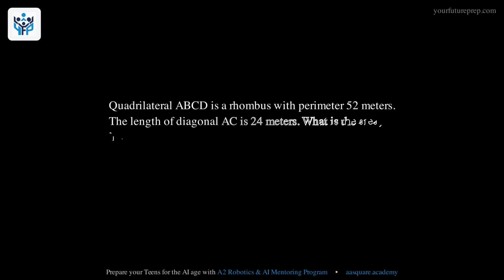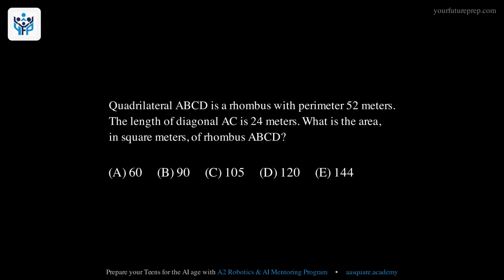Here's problem 4 from the 2019 AMC 8. Quadrilateral ABCD is a rhombus with perimeter 52 meters. The length of diagonal AC is 24 meters. What is the area, in square meters, of rhombus ABCD?